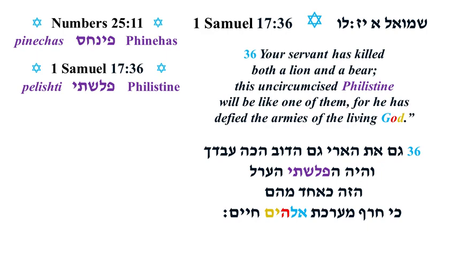1 Samuel 17:36. This is David and Goliath, right? And David says, hey, I'm going to go fight this 9-foot Philistine. And the people were like, are you sure? The king is Saul. Are you sure you can do this? And David says, your servant has killed both a lion and a bear, and this uncircumcised Philistine will be like one of them, for he has defied the armies of the living God. The Philistine begins with a pay, Philishti in Hebrew.